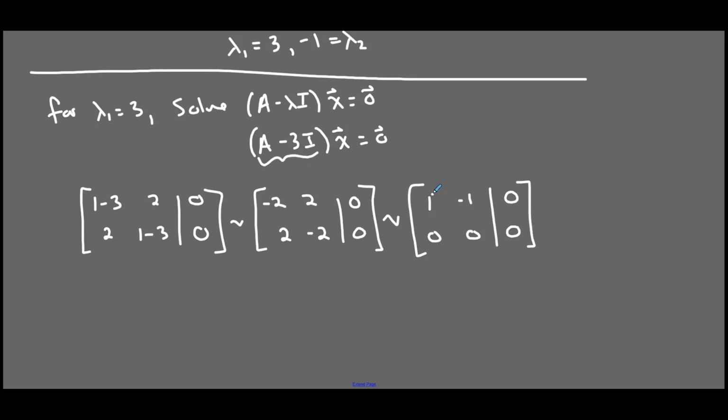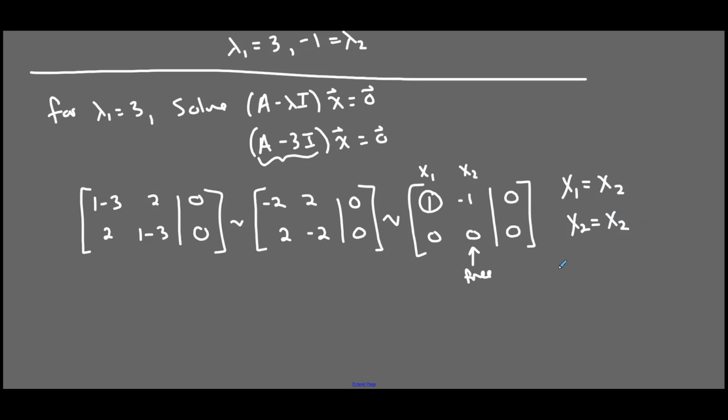But we have a leading one there. That means this column corresponds to a variable that's free. So we'll say x1 is basic and x2 is free. So I'll solve for x1 in terms of x2. So x1 would be equal to x2. And then x2 is itself, and it's free, so it can be anything we like.